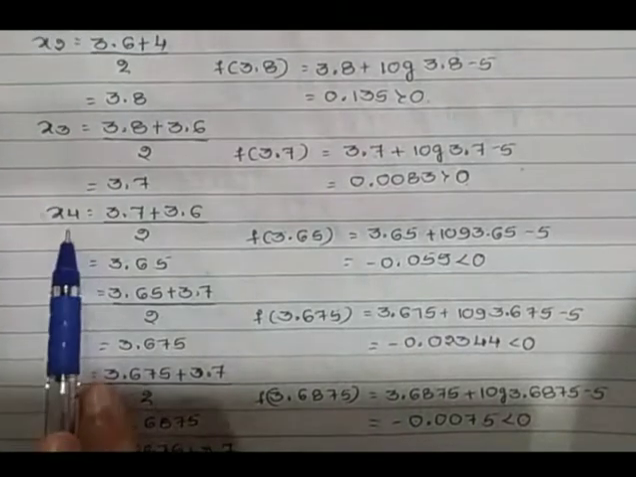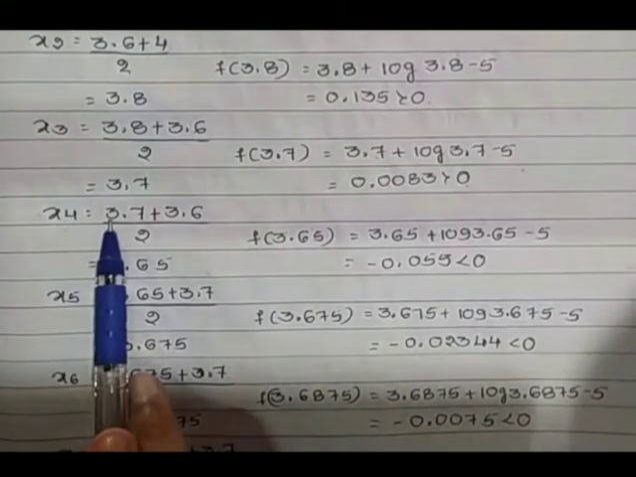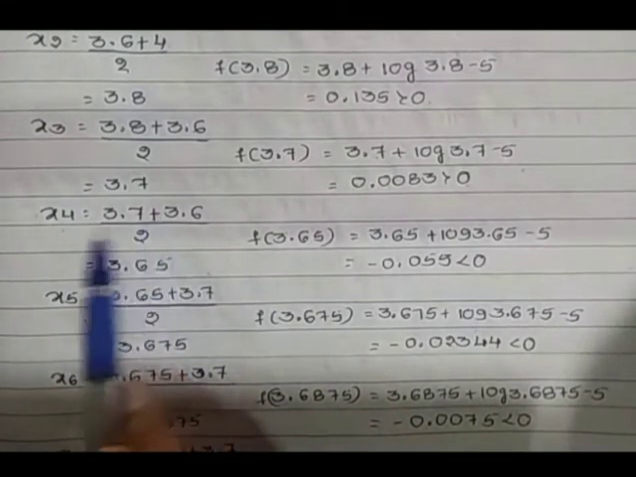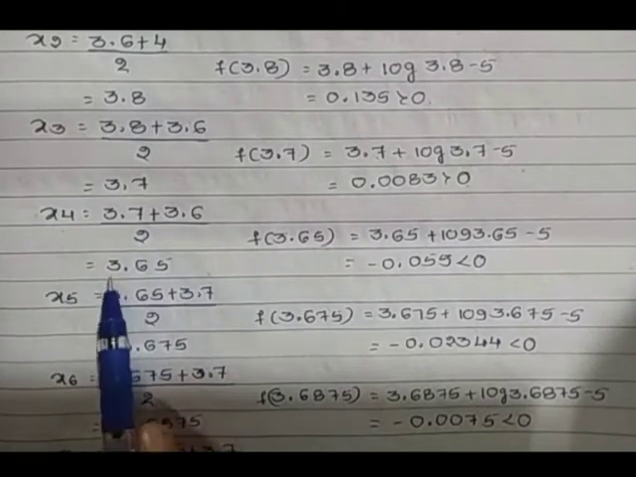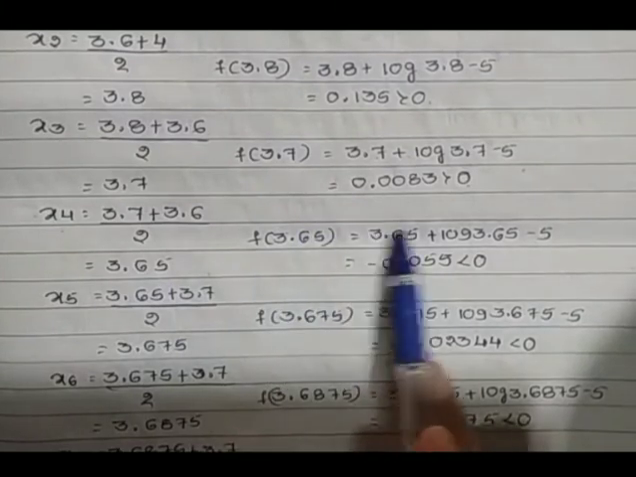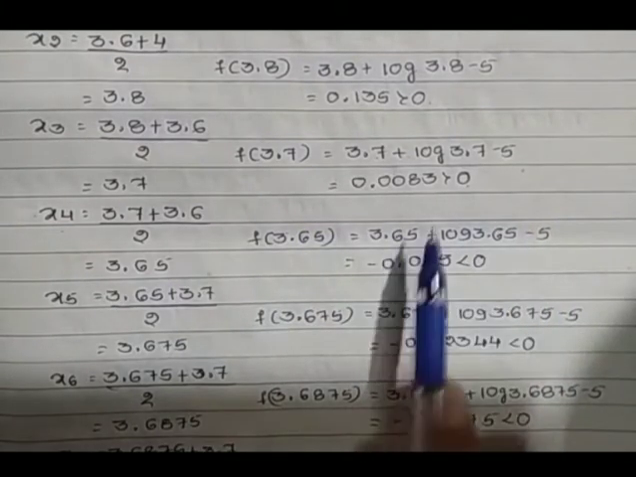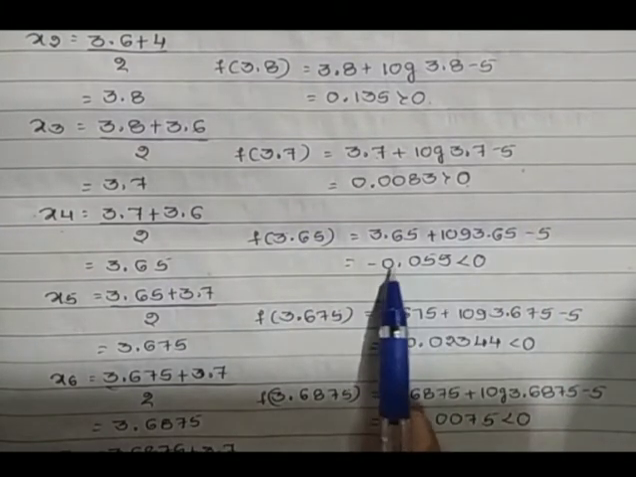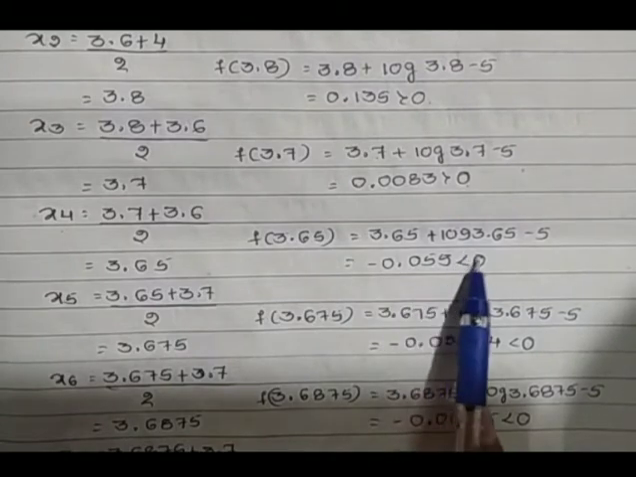Therefore, x4 addition is 3.7 plus 3.6 divided by 2, which is 3.65. Substitute in the function using calculator, simplify, will get minus 0.055, which is less than 0.